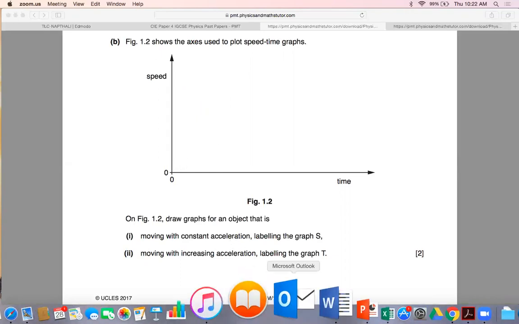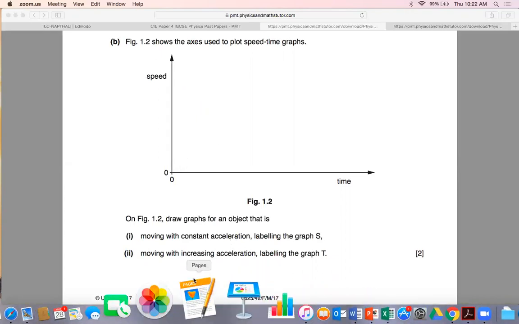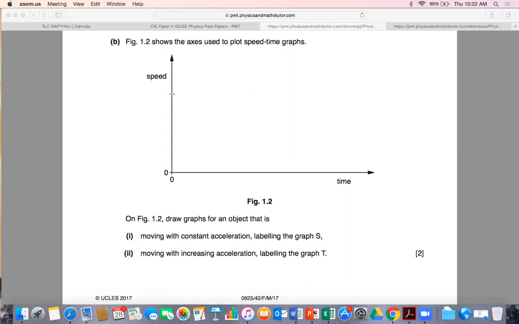Because when I have a straight line graph like this, okay, this is a speed time graph, right? That means the speed is constant over time. So 10 seconds, 20 seconds, 30 seconds, the speed is the same. So constant speed, but the acceleration will be 0 because it's not going faster. It's just the same speed, so there's no gradient. The gradient is 0. So the first one, moving with constant acceleration, will be like this. The gradient is the same throughout. So this is A.